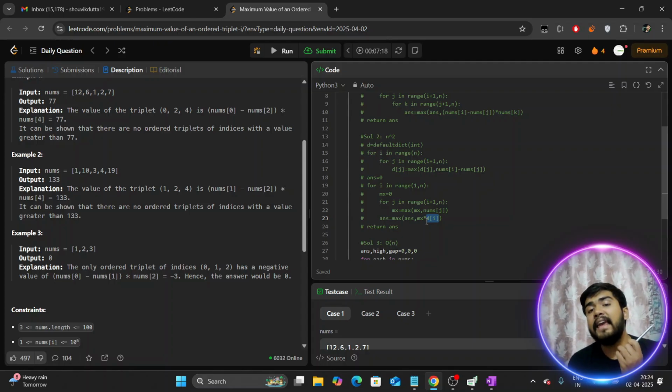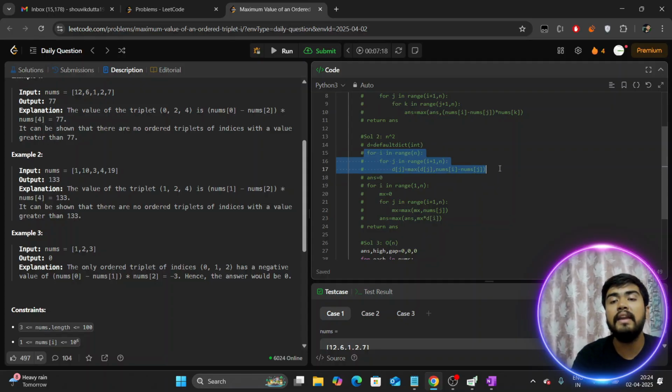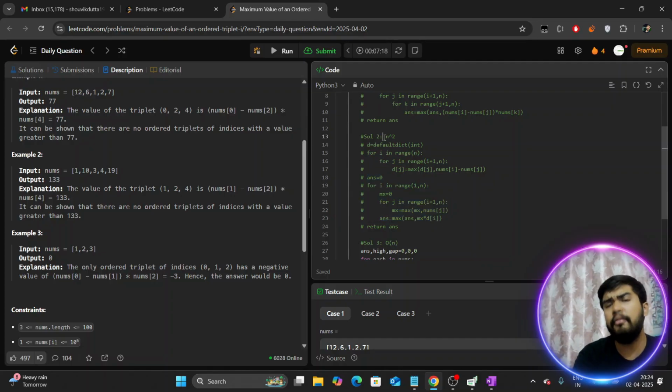So I have to say, we are running 2 for loops now. One is to initialize our dictionary, and another is for calculating the answer. So that is big O of n square, or big O of 2n square for sure. And the space complexity for this particular solution is big O of n. So that is, I have to say, a better version than brute force.